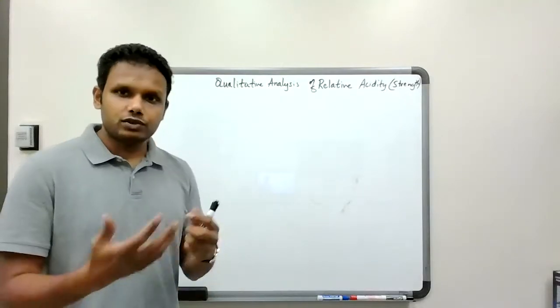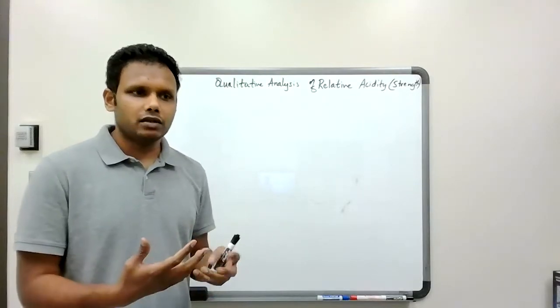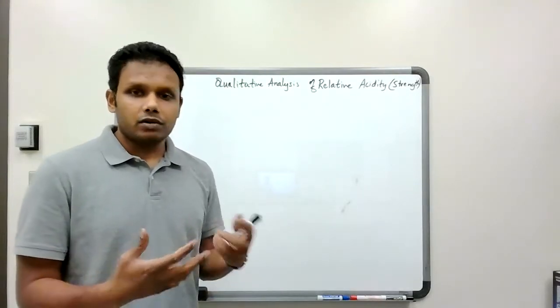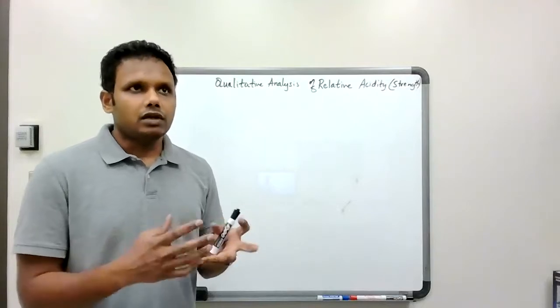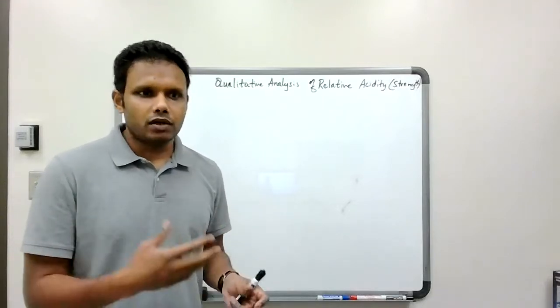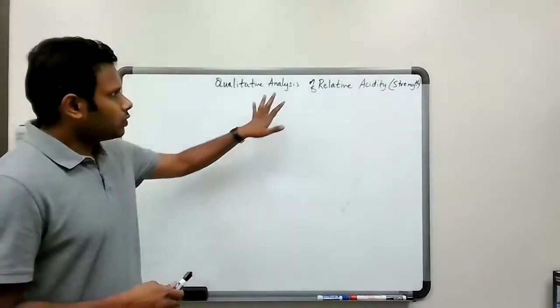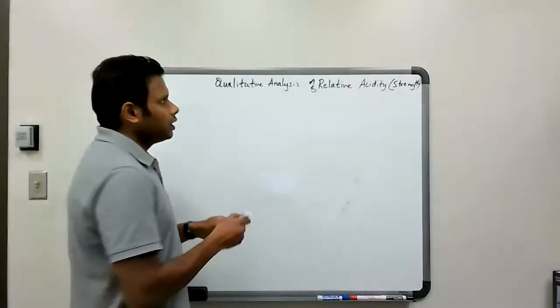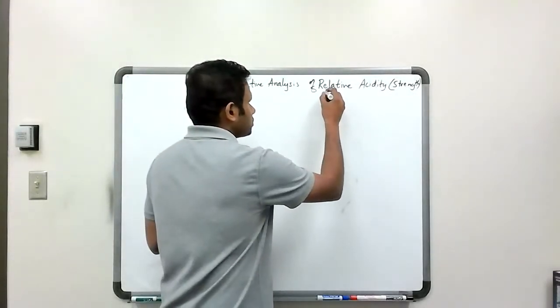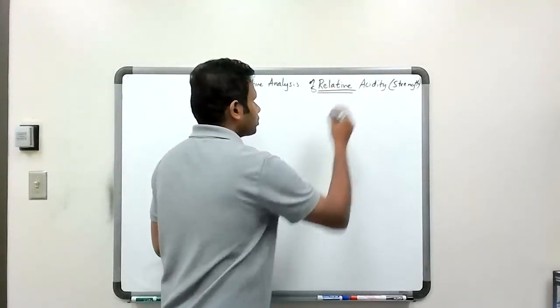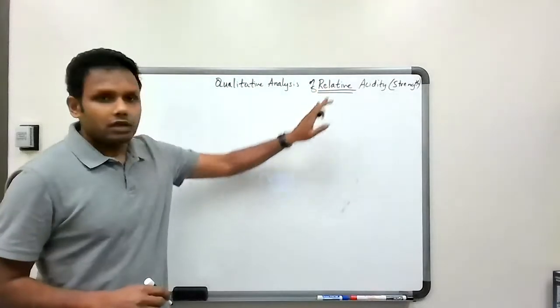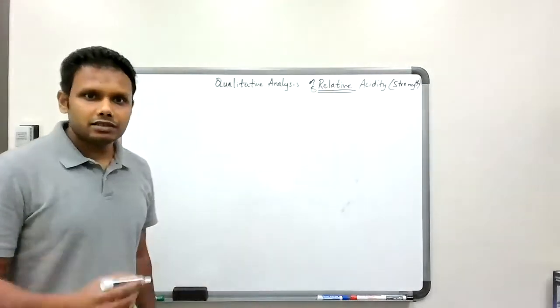So if we have two or three acids, then we can predict, or determine, which acid is stronger and which one's weaker. So that is what we're going to be doing here. I will introduce you to the process here, but relative acidity is key.